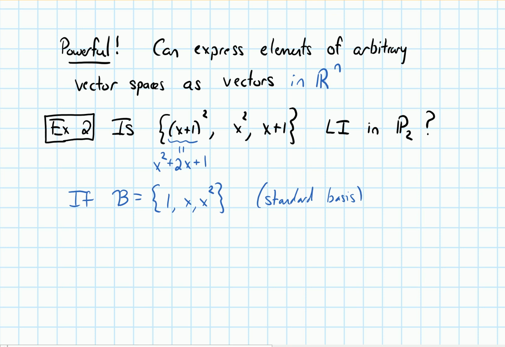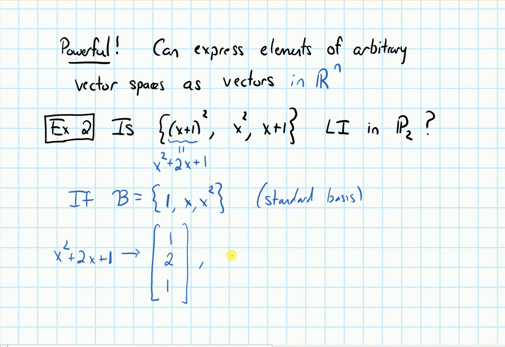Now what I'll do is take each of these polynomials, for example x squared plus 2x plus 1, and translate that and write it as a coordinate vector. The first entry that I write is the coefficient of 1, which is technically this one right here. The next entry is the coefficient of the x term, which is 2. And the next entry is the coefficient of the x squared term, which is 1. So that's translating this polynomial into its coordinate vector.